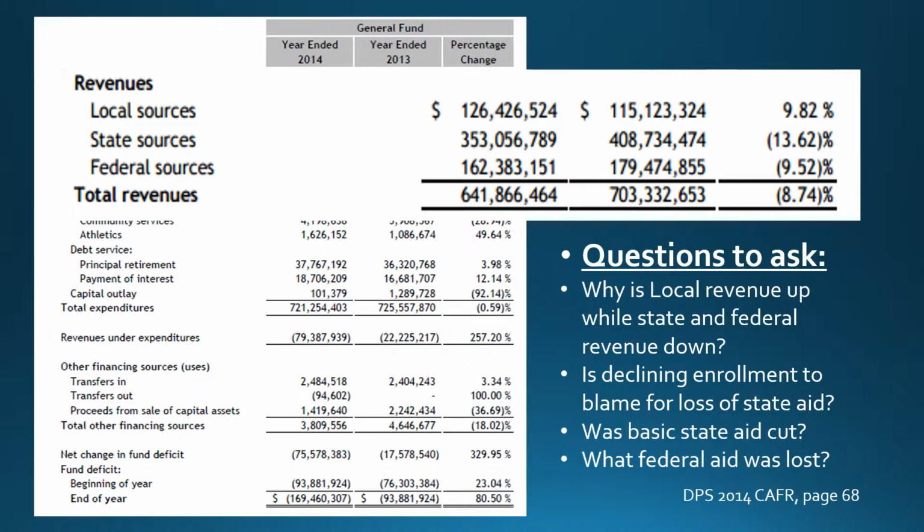Because sometimes that changes year to year, but this is a good way of keeping track of the total loss of a federal grant from year to year.